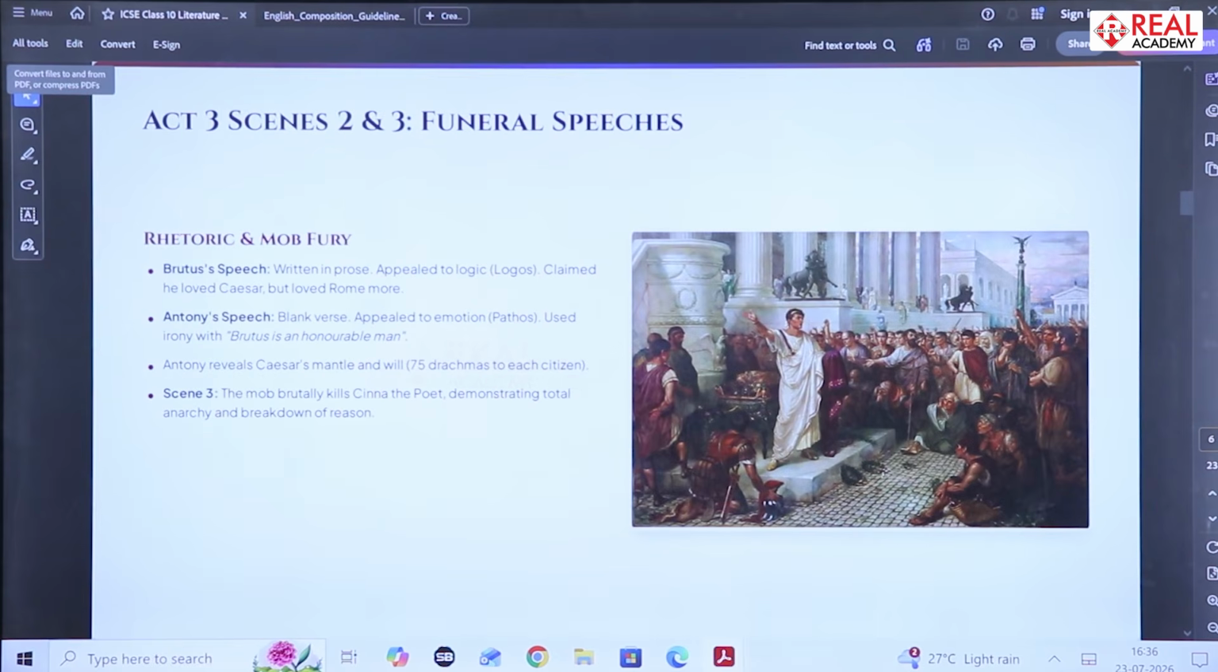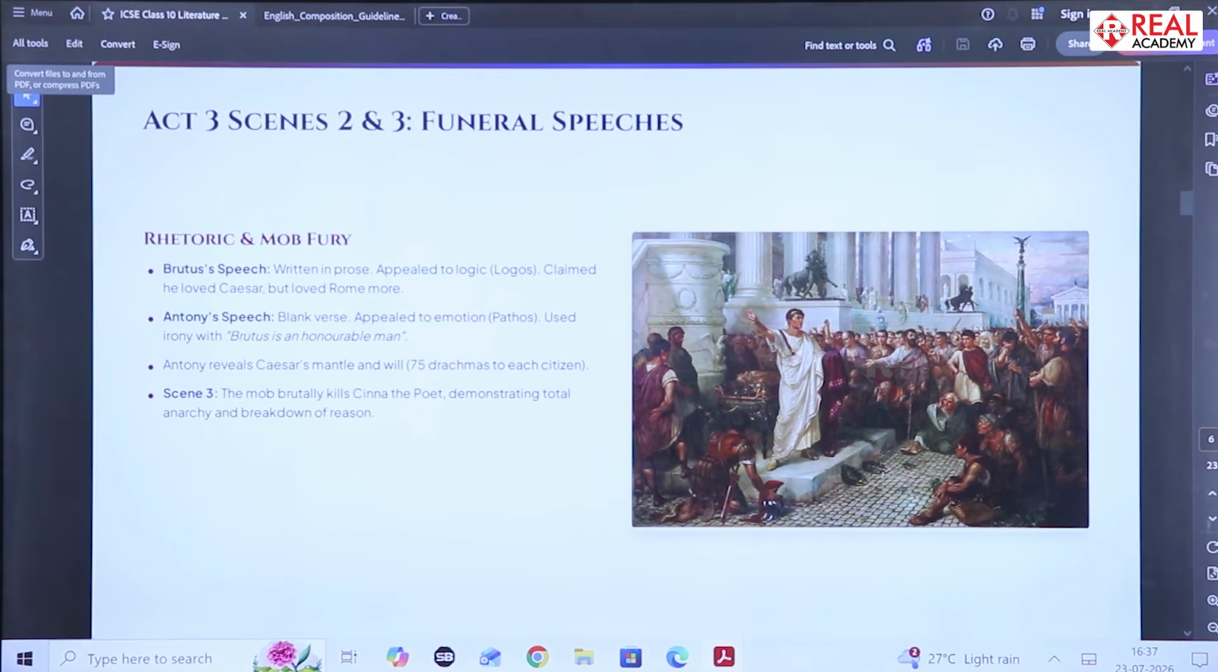Act 3, Scene 2 takes place in the Roman Forum and is one of the most dramatic scenes in the play. It demonstrates the power of public speaking and how easily public opinion can be influenced. Brutus' speech, written in prose, appealed to logic, claiming he loved Caesar, but he loved Rome more.